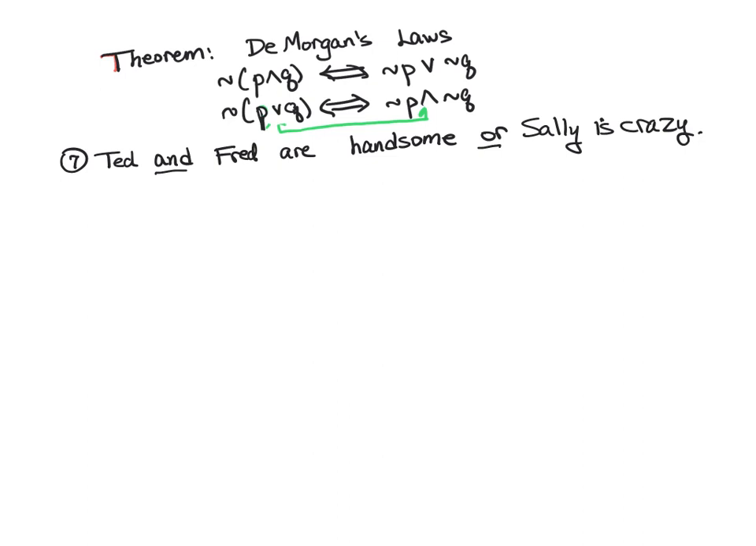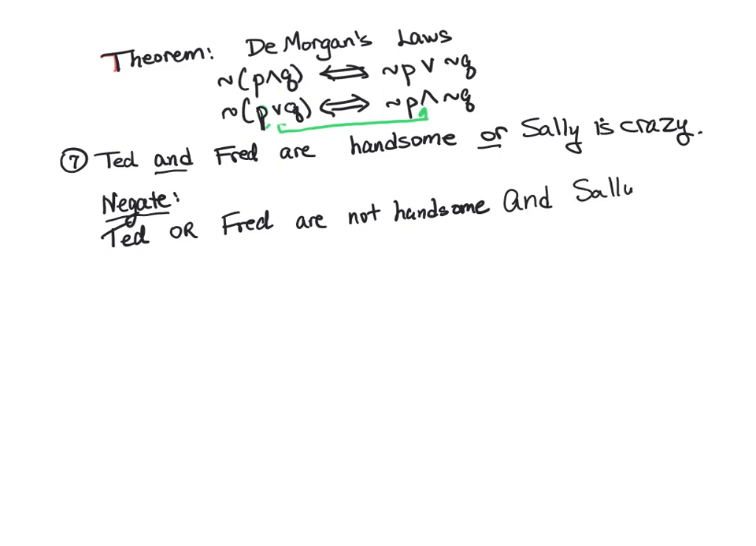So to negate that, we would say, okay, so let me write the negation. Ted is not handsome, or Fred is not handsome, which is the same as saying Ted or Fred are not handsome. So we would have to negate the conjunction there. And the fact that Ted and Fred were put together, there was a longer form to that conjunction. So we have to think of that. So that would be the first part of the negation. And then this one would be, and Sally is not crazy.